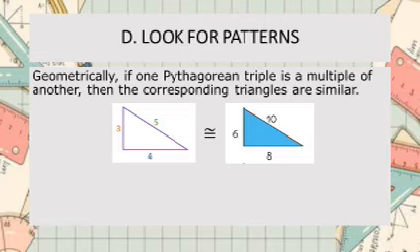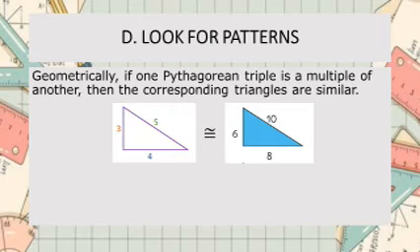Look for patterns. In Pythagorean triads, we discover that the pattern is geometrically, if one Pythagorean triple is a multiple of another, then the corresponding triangles are similar. So for example, 3, 4, and 5 and 6, 8, and 10. The multiple of 3 is 6, the multiple of 5 is 10, the multiple of 4 is 8.